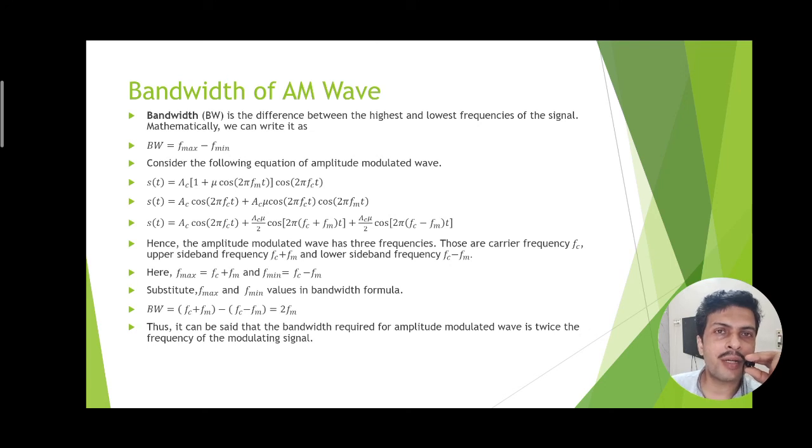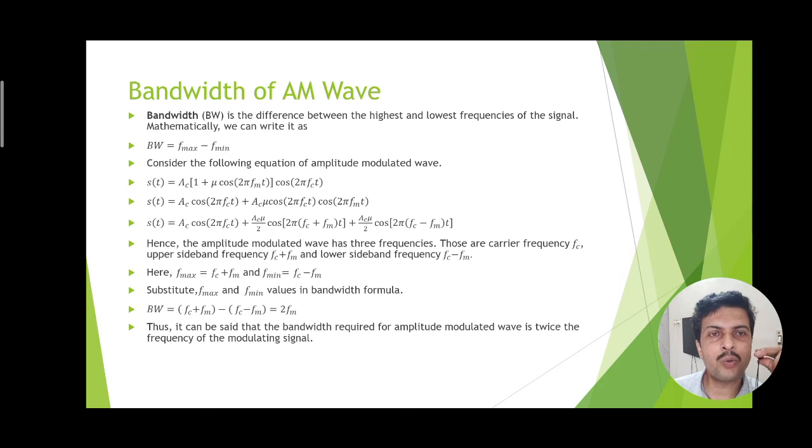So bandwidth can be easily found from the final expression of the modulated signal, in which we have already seen that there are two sidebands. So how to find those two sidebands? First, we have written the expression of the amplitude modulated signal as AC into 1 plus mu cos 2 pi FMT within brackets, multiplied by cos 2 pi FCT. If we expand the cos 2 pi FCT into the equation, then we are getting the carrier signal as well as two sideband signals, upper sideband and lower sideband.